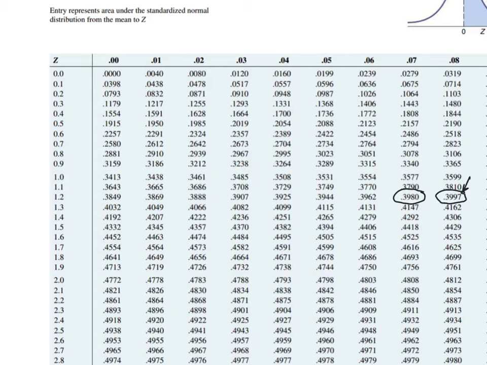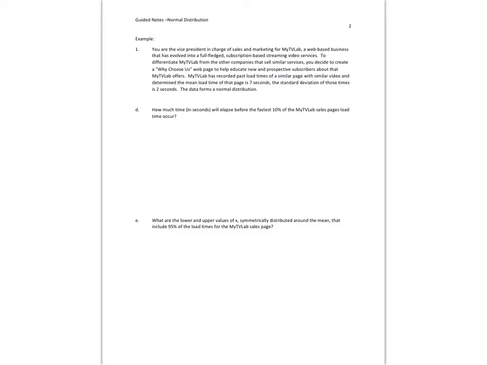So let's go back to our problem and look for 0.475. What's the number closest to 0.475? Oh, there it is exactly. And that corresponds to a z of 1.96.